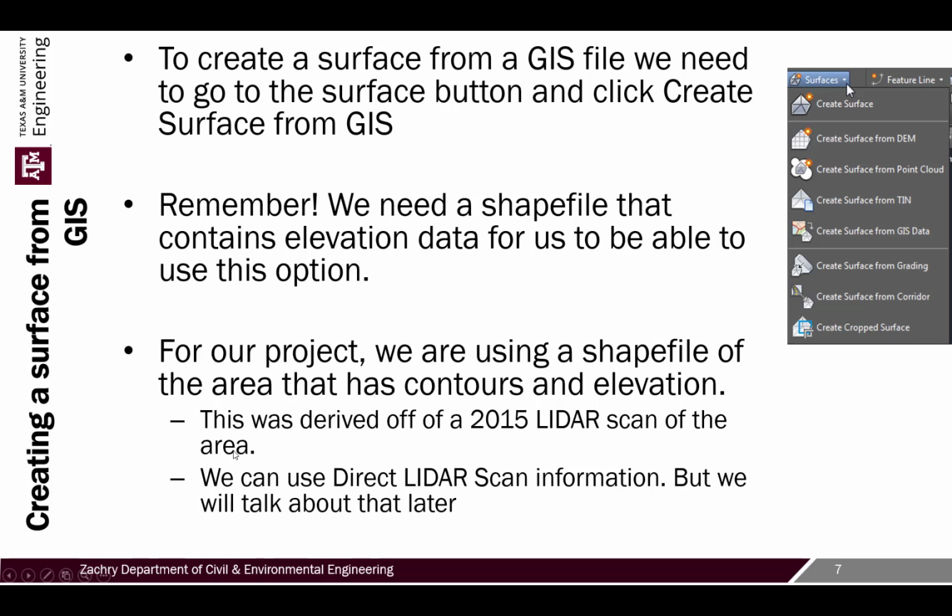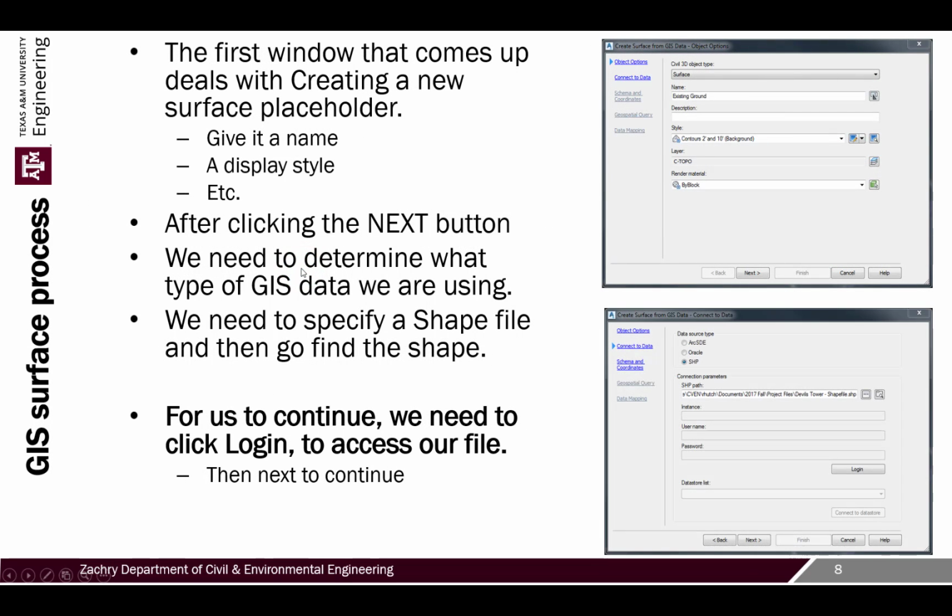We're using the 2015 LiDAR data. The first window that comes up is the standard one. Remember, we created a surface; well, that's what this first window is. You tell it you want to create a surface and give it a name. I'll call it Existing Ground. You can set your style, your description, all that other stuff. Then click Next.